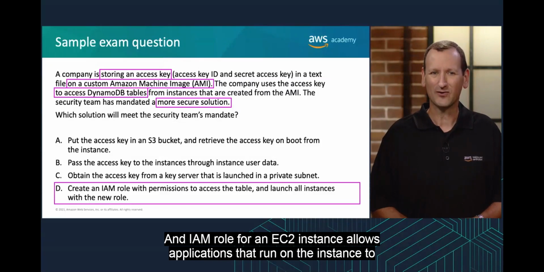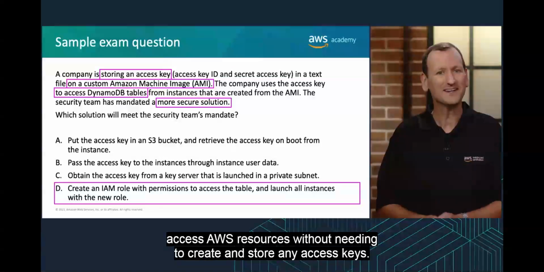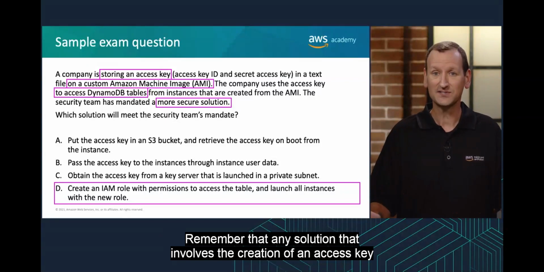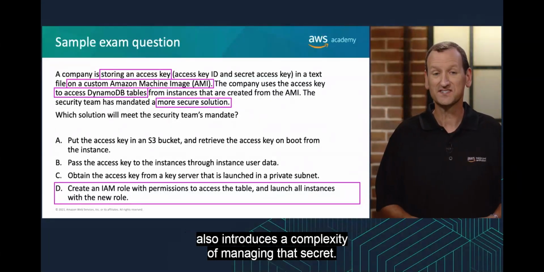An IAM role for an EC2 instance allows applications that run on the instance to access AWS resources without needing to create and store any access keys. Remember that any solution that involves the creation of an access key also introduces the complexity of managing that secret.